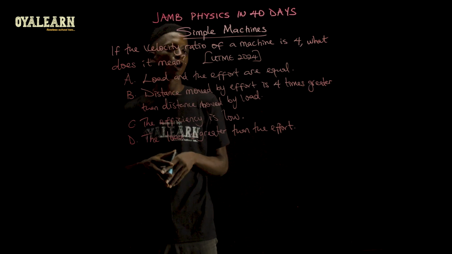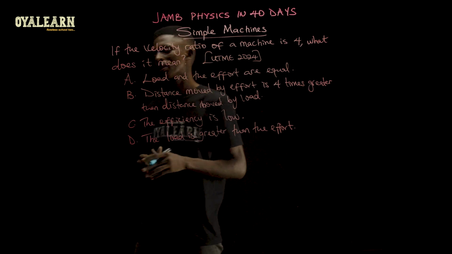If the velocity ratio of a machine is 4, what does this mean?